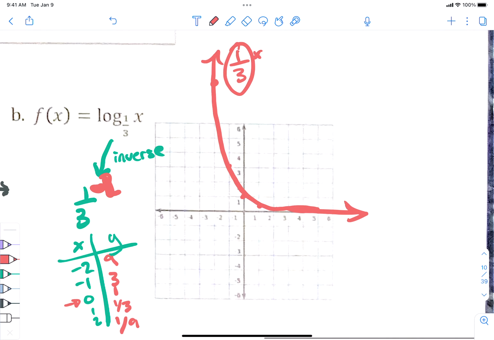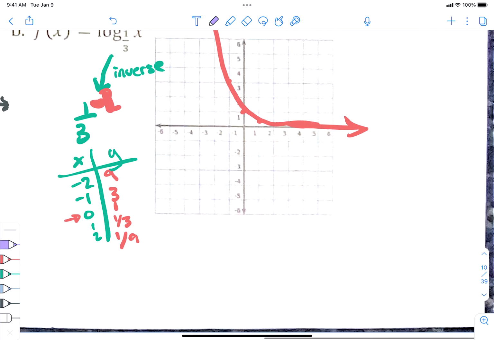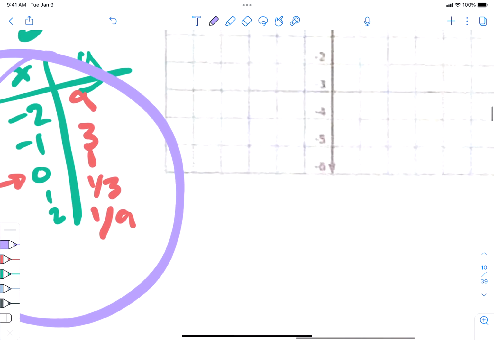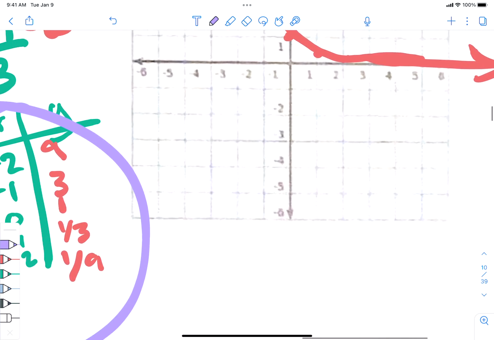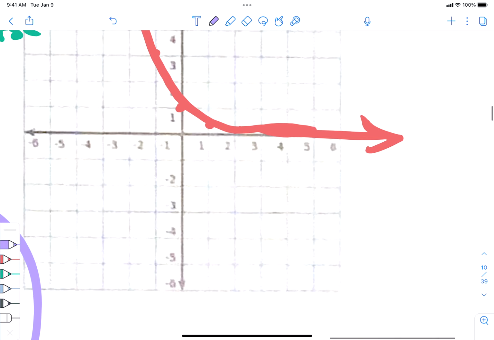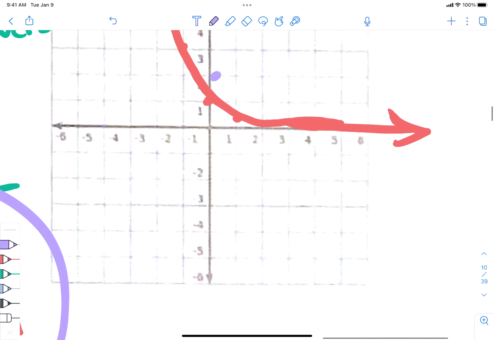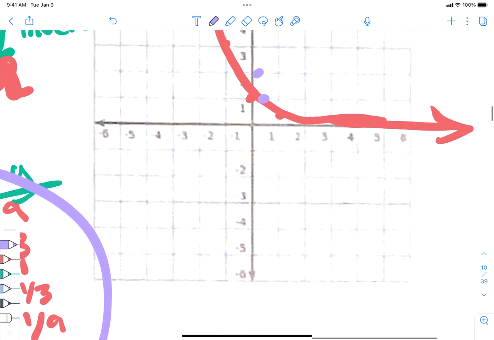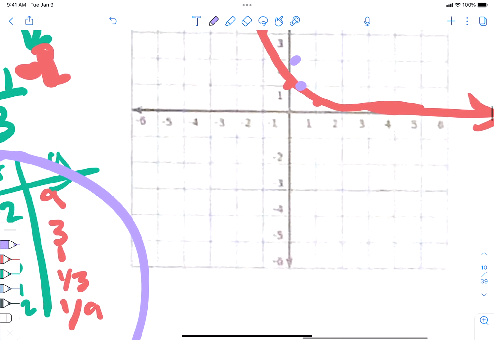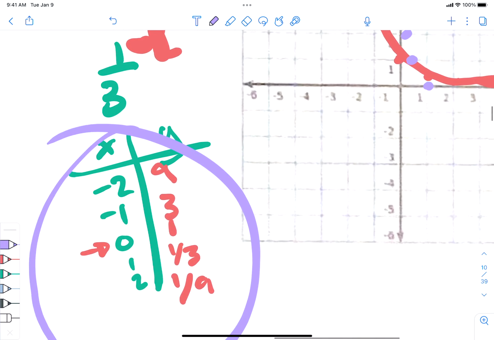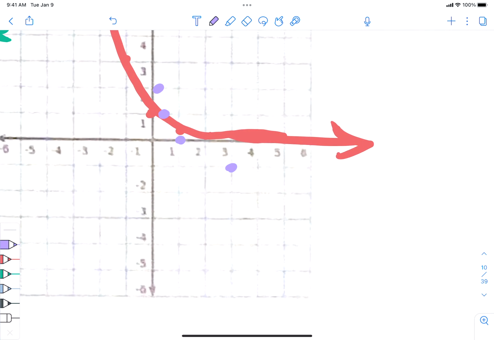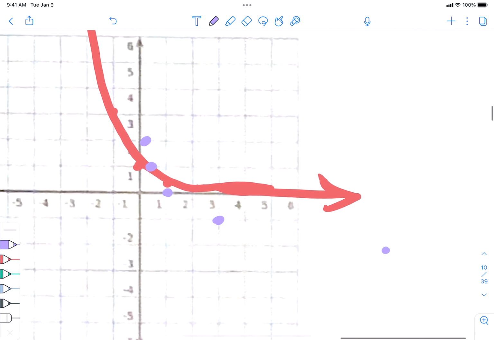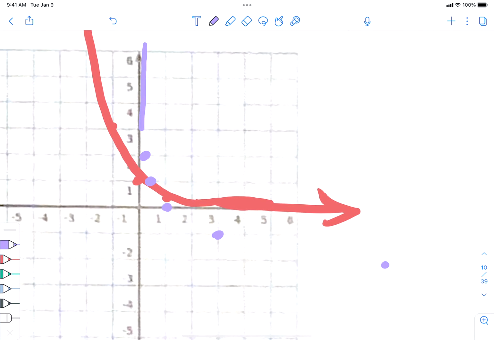All right, now we want to invert or reverse these pieces right here. So instead of 2, 1/9, I'm going to go 1/9, 2, which is this guy right here. Okay, I'm going to go 1/3, comma 1. I'm going to go 0, 1. No, I'm going to go 1, 0. I'm going to go 3, negative 1. 3, negative 1. I'm going to go 9, negative 2, like this. And this is what my log function looks like.